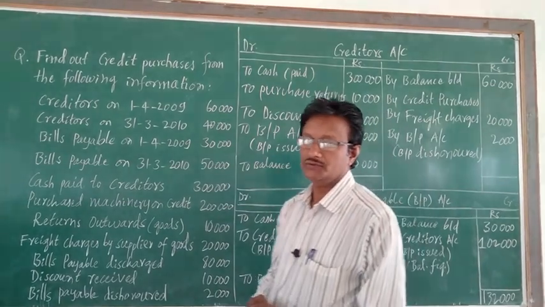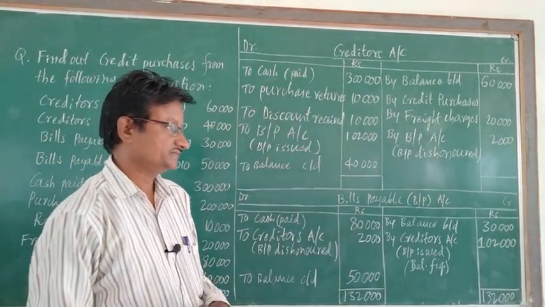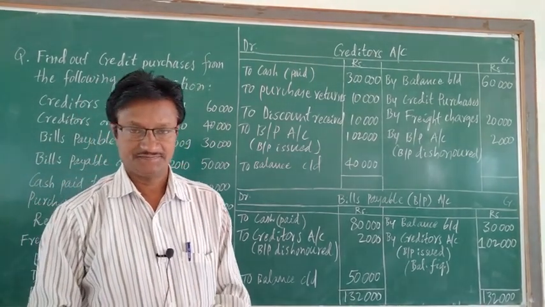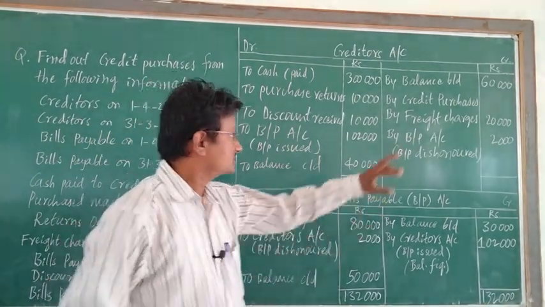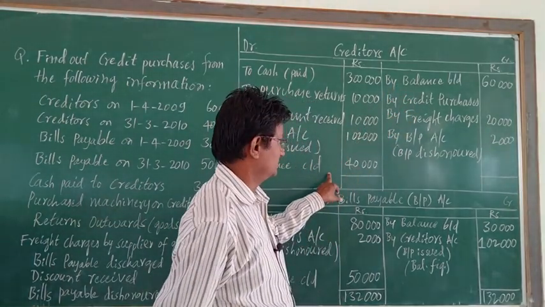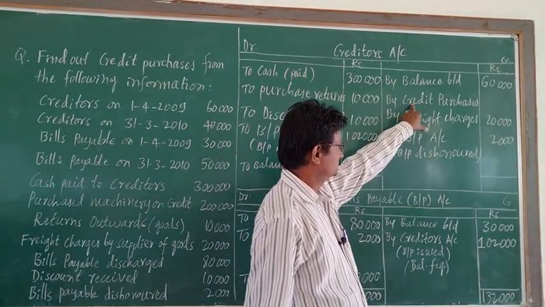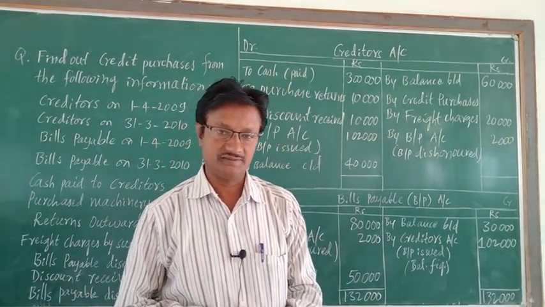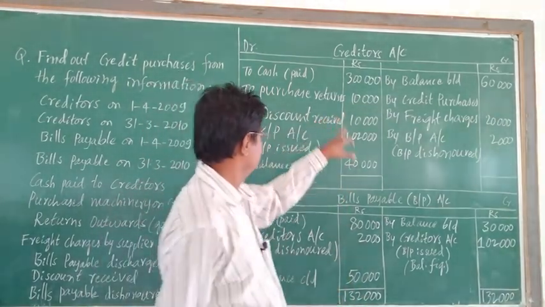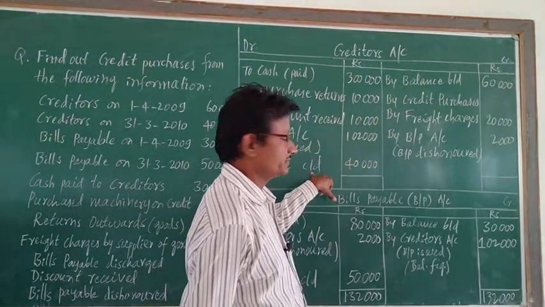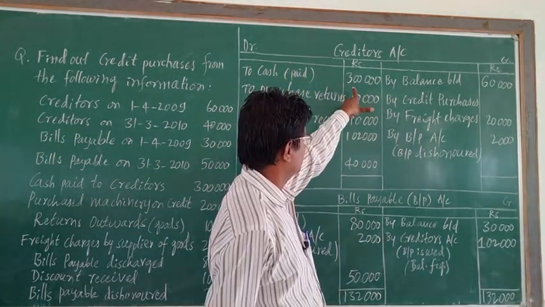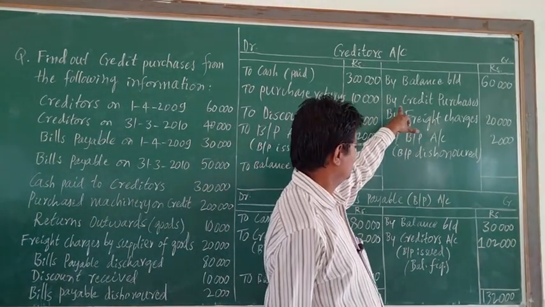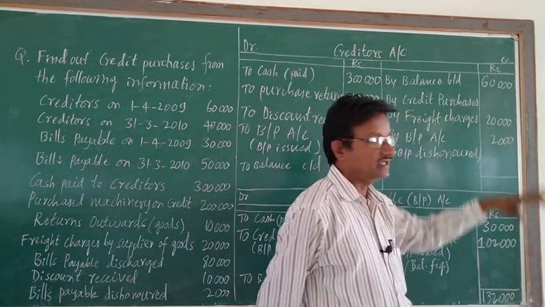And finally, we have to close creditors account. Out of the 4 important items: opening balance of creditors, closing balance of creditors, credit purchases, and cash paid to creditors, 3 items are known. Opening balance is known, closing balance is known, cash paid to creditors is also known, and the 4th item is the missing figure. Here it is by credit purchases.